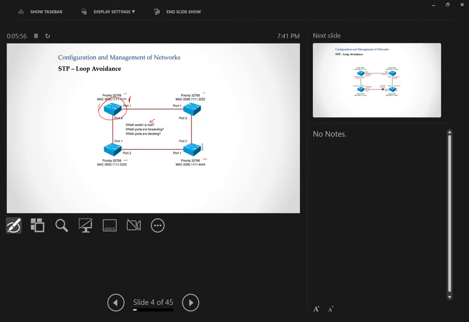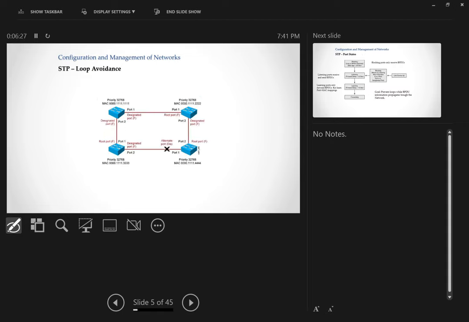Next part. Which ports are forwarding? So, the ones that are closest to the root bridge will be working. And they are called designated ports. So this is going to be a designated port. It's not a designated port, it's a root port. Okay? So a root port is a port that directly connects to the root bridge. So this is a root port. This is a root port. And then you have, you see, root port. And then this switch has the same distance to the bridge for both sides. Okay.